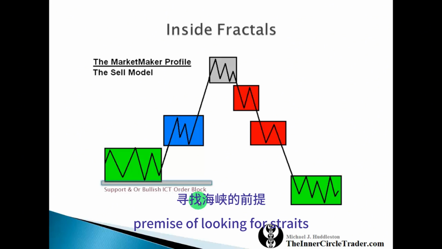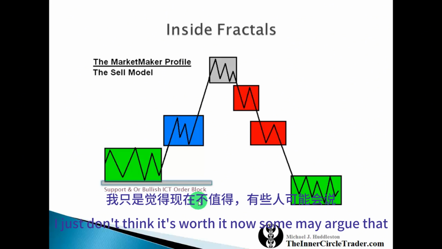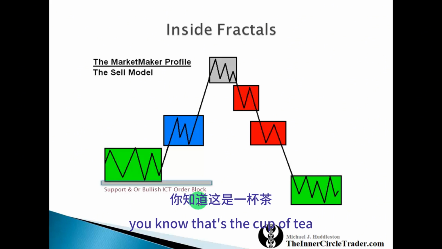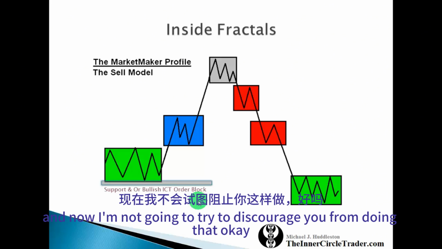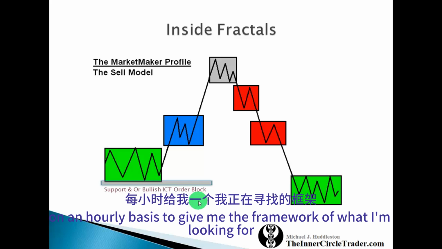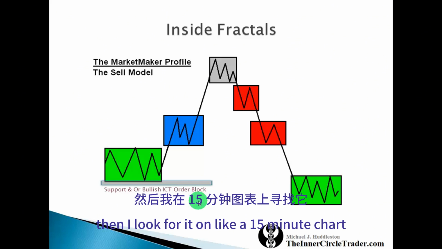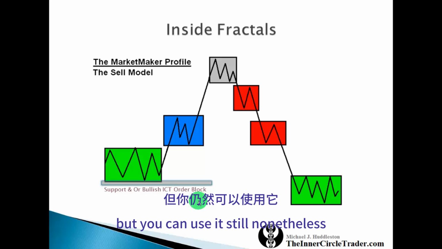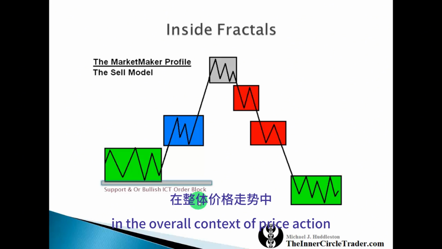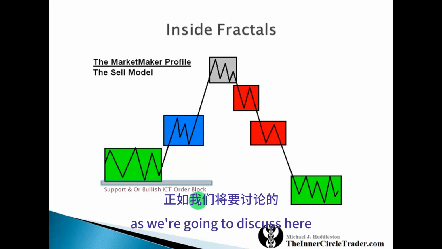and I'm going to speak from my own premise of looking for trades. I don't like taking 10 pip opportunity trades. Can you build a career on it? Absolutely. To me, I just don't think it's worth it. Now, some may argue that's their cup of tea, and I'm not going to try to discourage you from doing that, okay? But I'm just saying that I like to see these patterns form on an hourly basis to give me the framework of what I'm looking for. Nothing less than an hour. Unless I'm really, really ultra intraday trading and scalping, then I'll look for it on like a 15-minute chart. But you can still use it in the overall context of price action to map out where the order should go from point A to point B to point C, as we're going to discuss here.